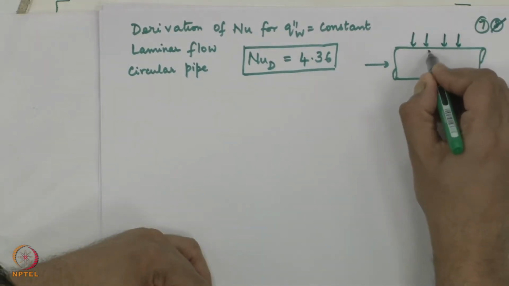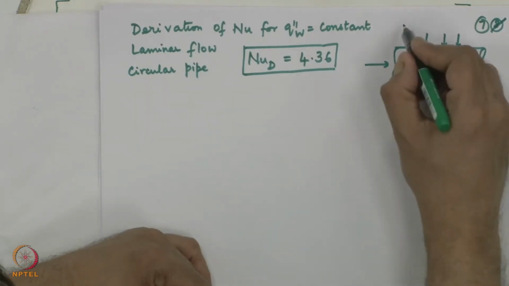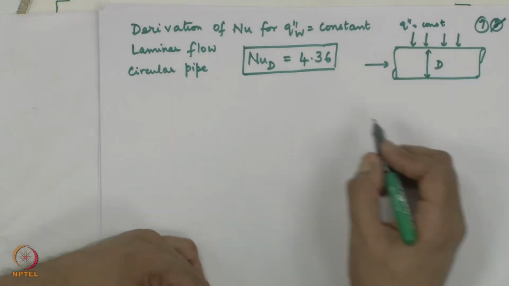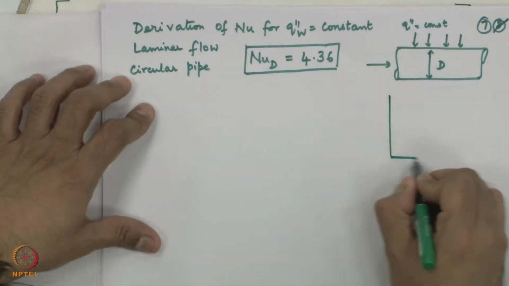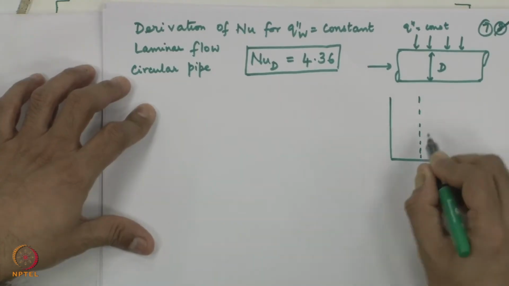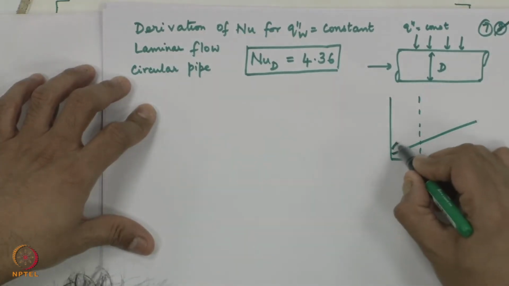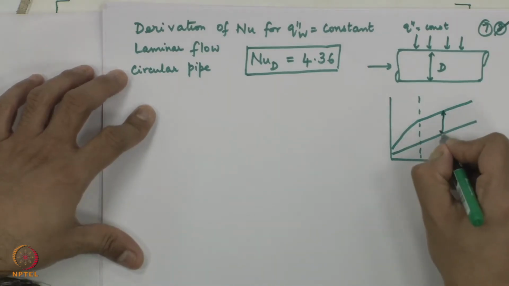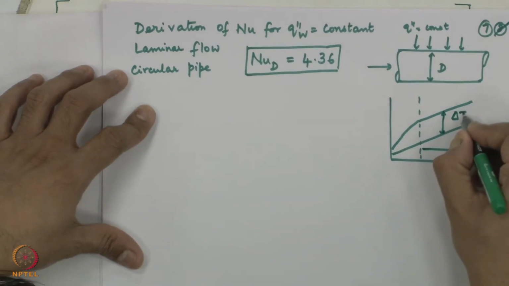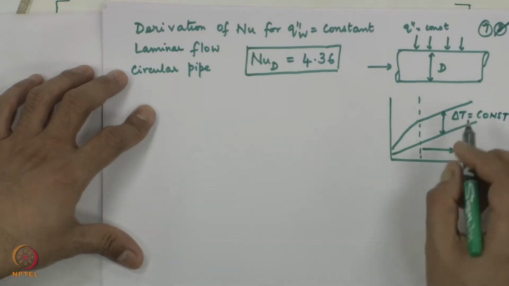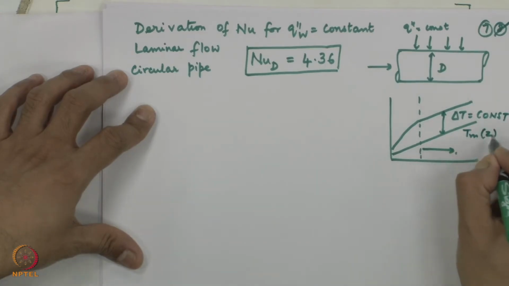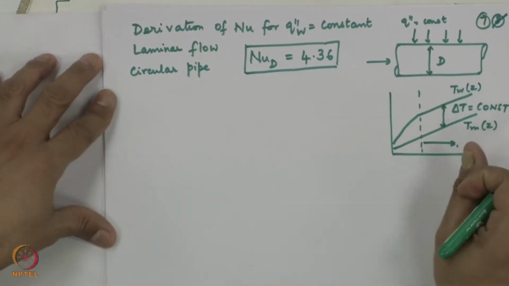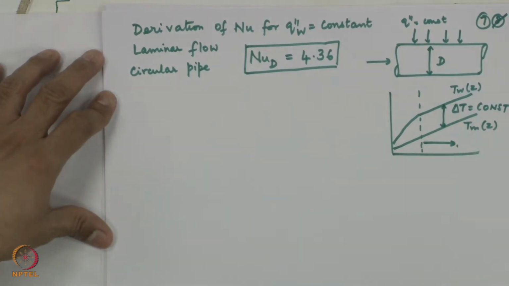So, if there is a pipe of diameter d and heat flux is equal to constant, then we have seen that wall temperature as well as the bulk fluid temperature are going to vary like this, and in the fully developed part, delta T is constant. That means, even though the bulk fluid temperature is varying and the wall temperature is varying, the driving temperature difference is virtually constant throughout.